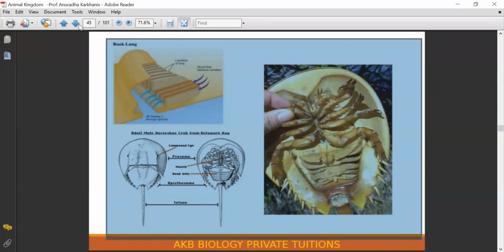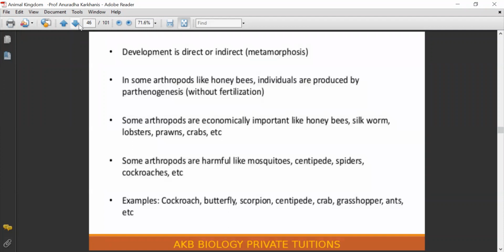Development is direct or indirect. That means if it is indirect, I had it in the last class. Do you know this word? Direct and indirect development. Direct development means the young ones look very similar to the parent, and indirectly they are looking very different, and they eventually change themselves to resemble the adults. That is direct and indirect. No, beta, that was a crab. It was not a cockroach. It was a crab.